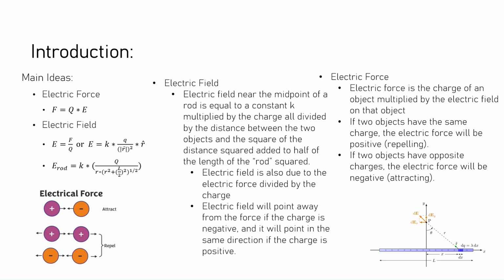For electric field, there are two different equations, one for a point charge and one for a rod, which are shown on the left. And electric force is basically the electric field times the charge. The important part is that if two objects have the same charge, the force will be positive, a repelling force. And if they have opposite charges, the force will be negative, an attracting force. And we'll see the repelling force in this lab.